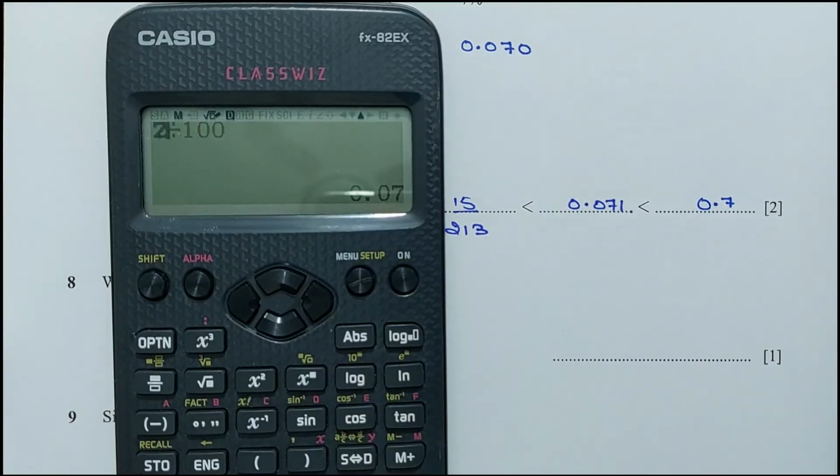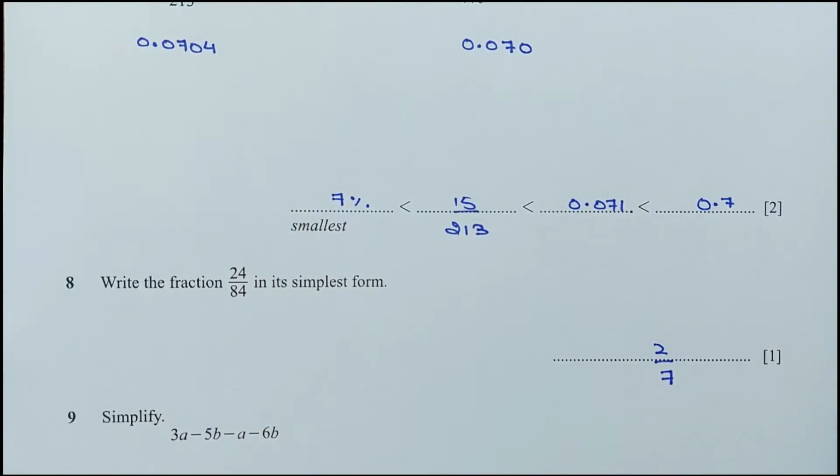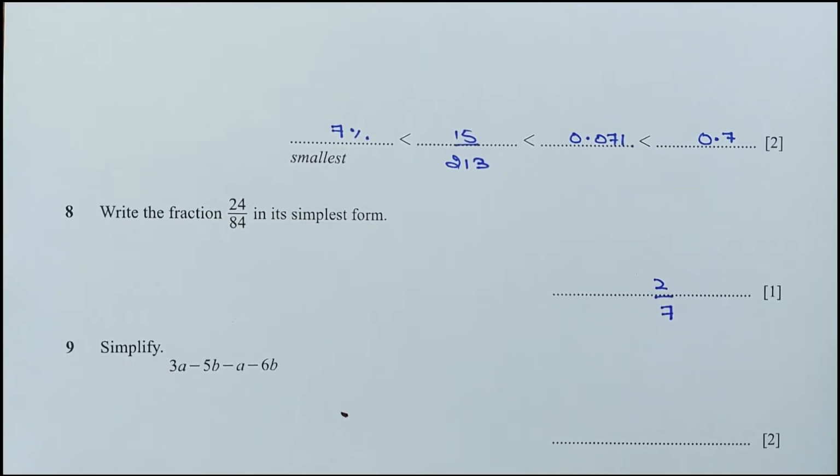Now for part A, write the fraction in its simplest form, right? So 24 over 84 is 2 over 7 in its simplest form. Now number 9, simplify the A's and the B's. So 3A minus A is 2A, and minus 5B minus 6B is minus 11B.